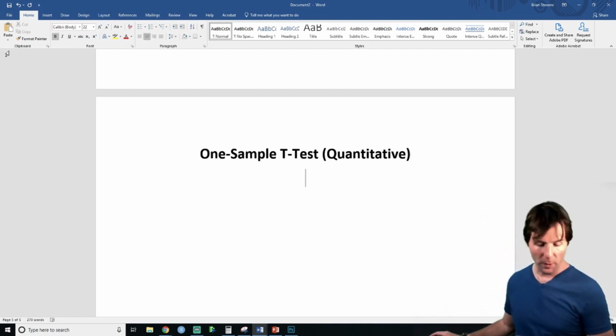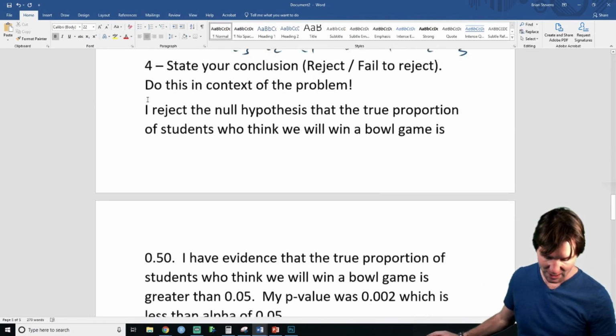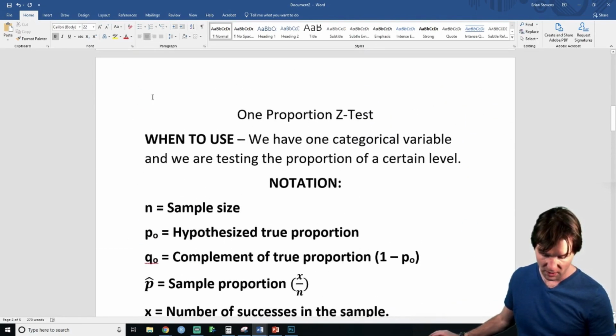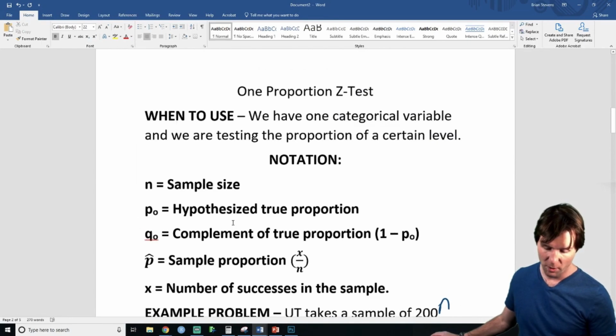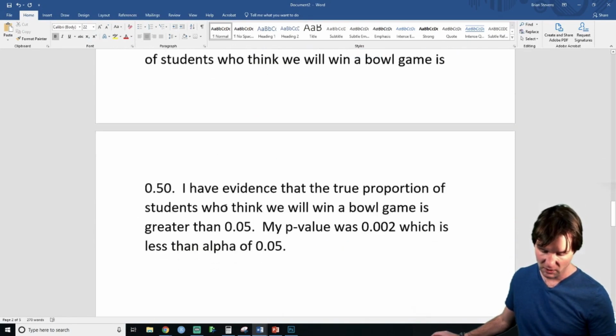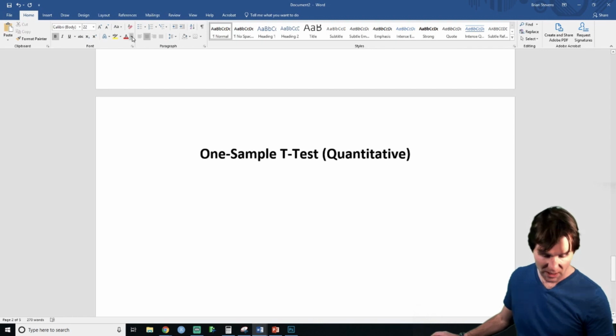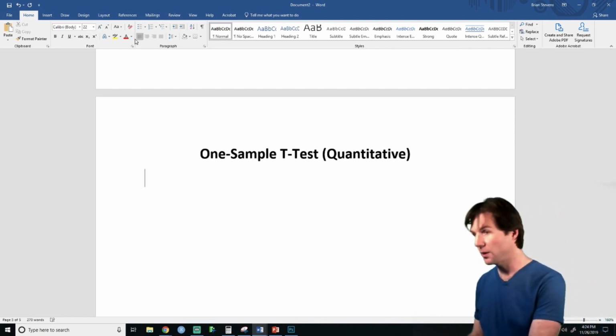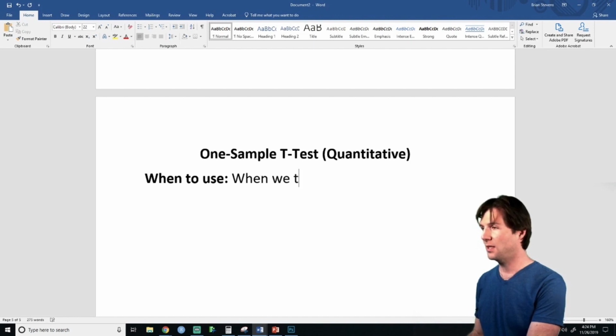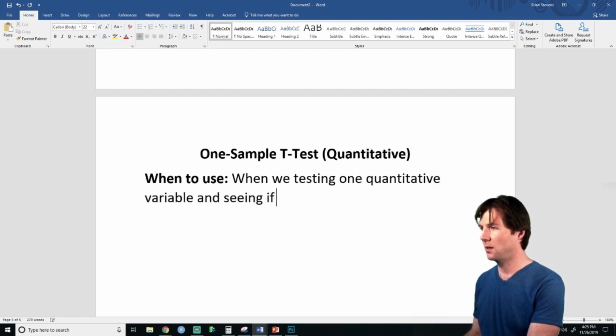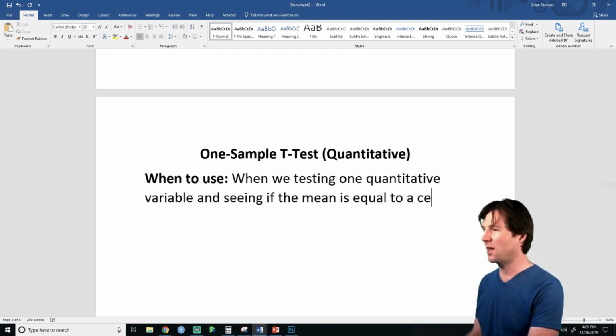The first thing we did was we talked about when to use it. And let's see just how we wrote that last one so we can be very consistent in our notes. When to use. Okay, when do we use it? When we are testing one quantitative variable and seeing if the mean is equal to a certain value. Let's say hypothesized, that sounds better.